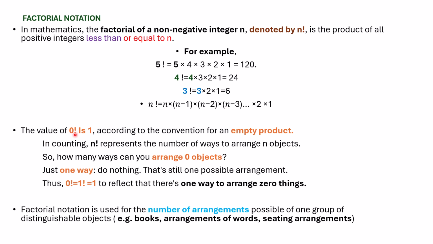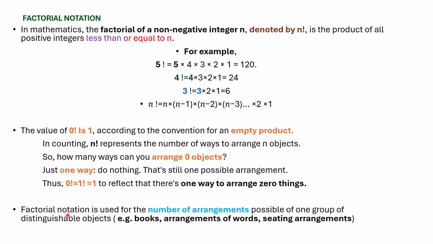We need to know the value of 0 factorial is 1, according to convention for the empty product. In short, in counting, n factorial represents the number of ways to arrange n objects. So how many ways can you arrange 0 objects? There's just one way. You do nothing, right? So that's still one possible arrangement. Therefore, 0 factorial is equal to 1 factorial, which equals 1, to reflect that there's only one way to arrange 0 things.